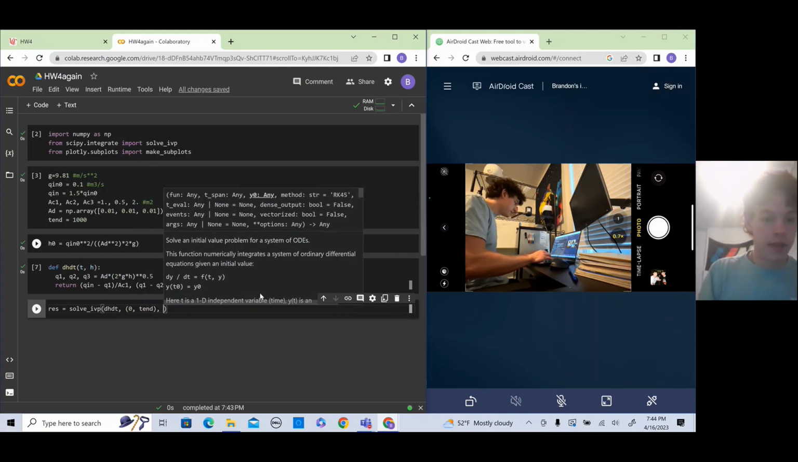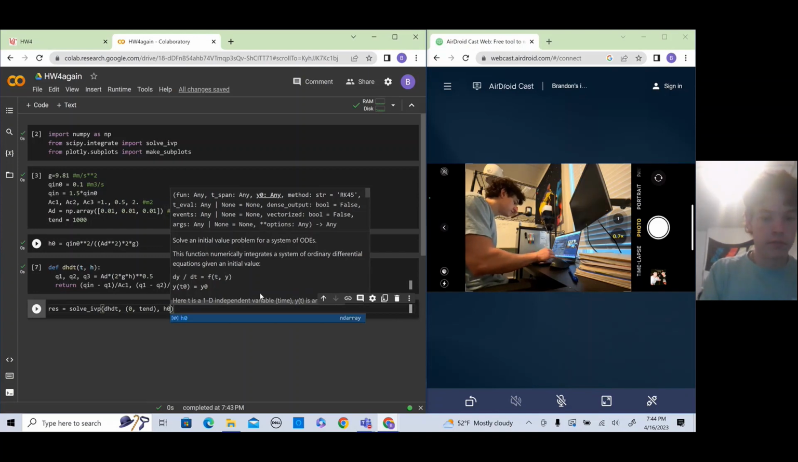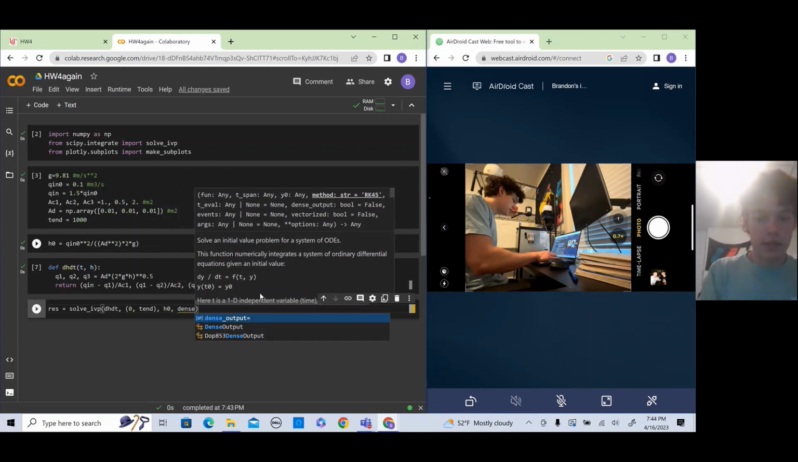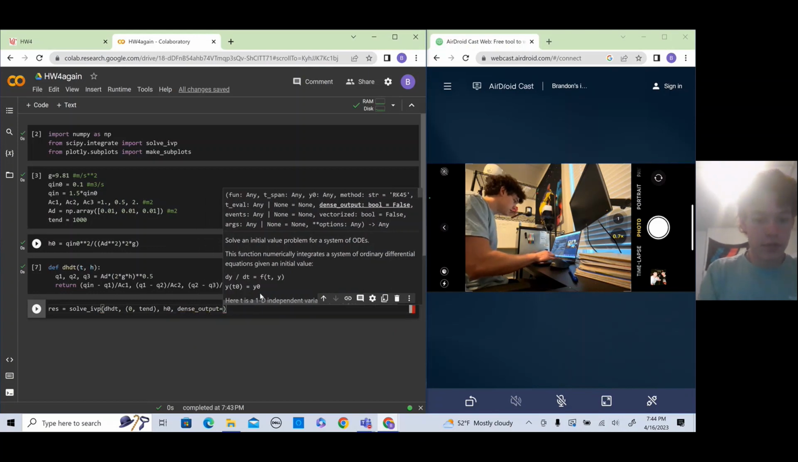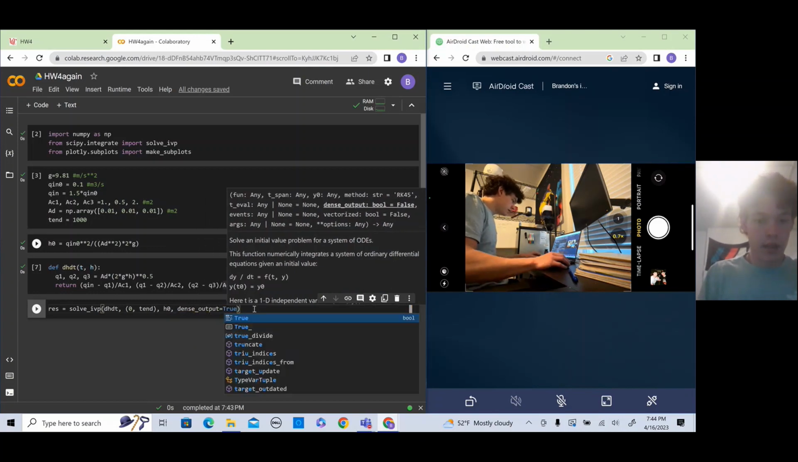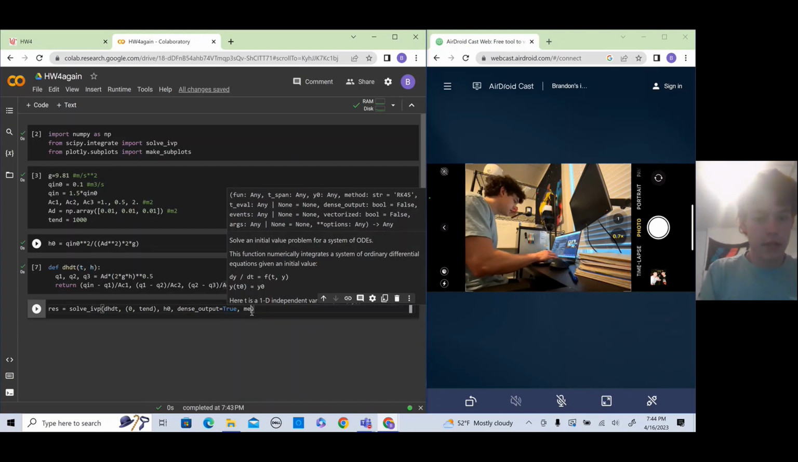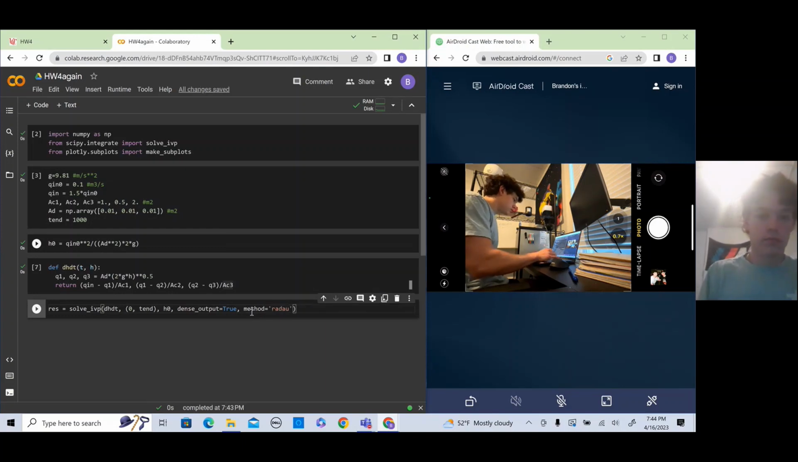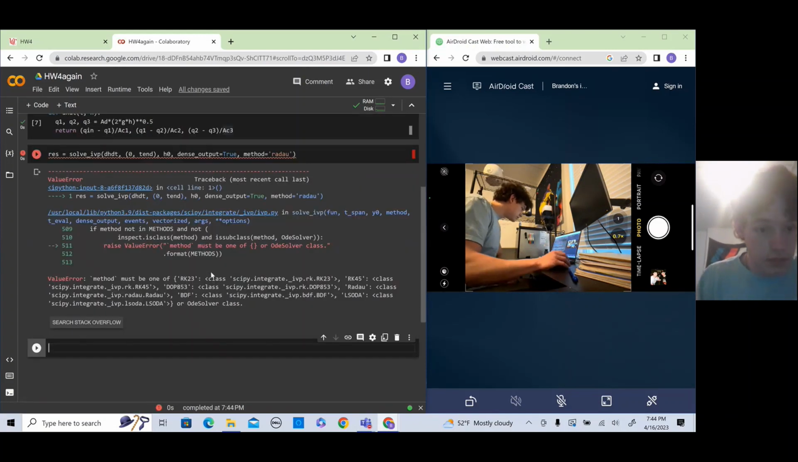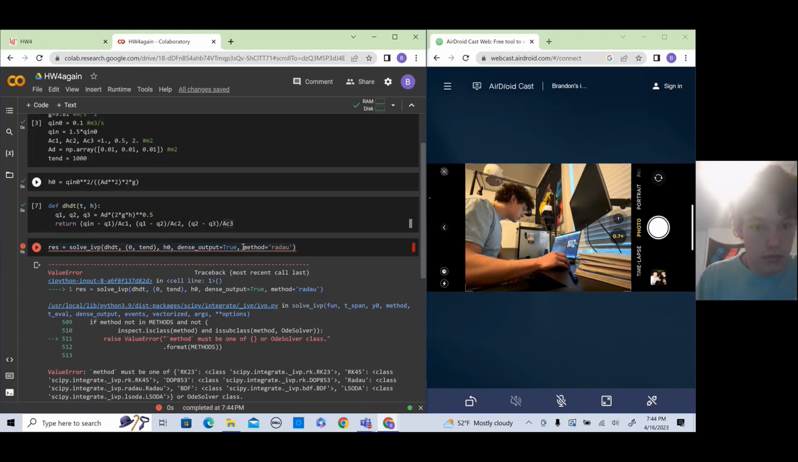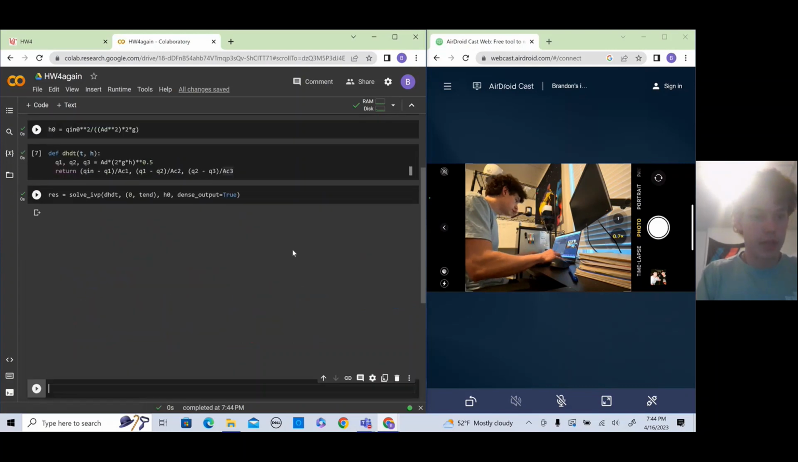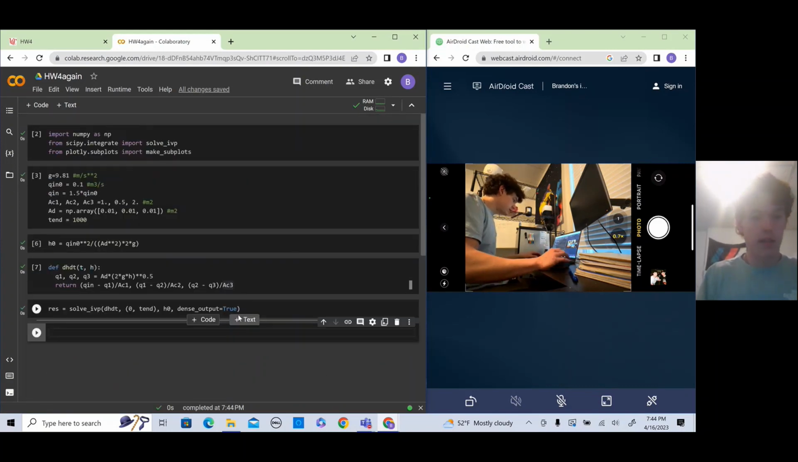Next is our initial value, so H0. Our dense output equals true. And that should be good, though I don't remember if we need our method. Add a U. Sure. Okay. We'll ignore this for now. Does this work? Yep. Okay.